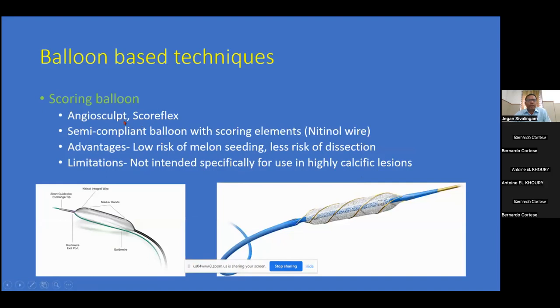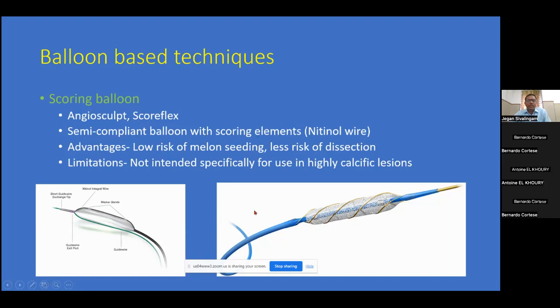Scoring balloons: there are various balloons available such as AngioSculpt or ScoreFlex. Here it is a semi-compliant balloon, so that is how it differs from the cutting balloon. It has scoring elements, which we can see here. This is a nitinol wire which is woven around. This is the AngioSculpt balloon, whereas this is the ScoreFlex balloon. This nitinol wire acts as a scoring element. And here in ScoreFlex, this is our guide wire, and this is the nitinol wire which is already integrated on the ScoreFlex balloon. So there are 2 scoring elements in ScoreFlex.